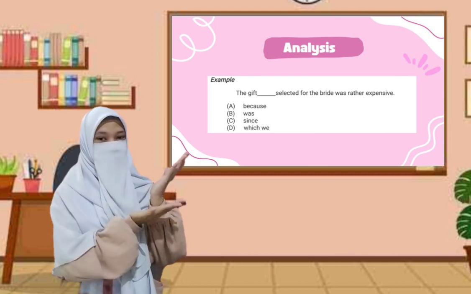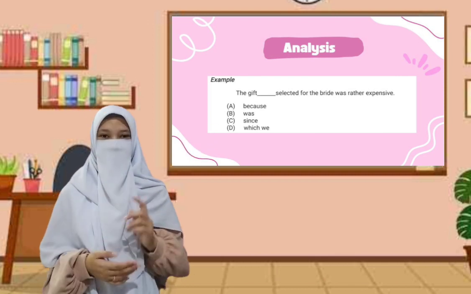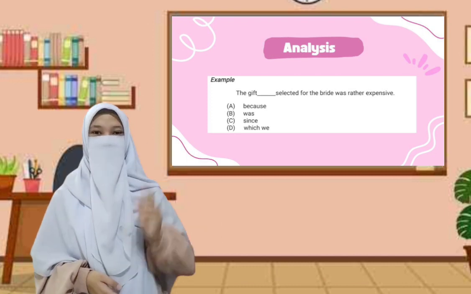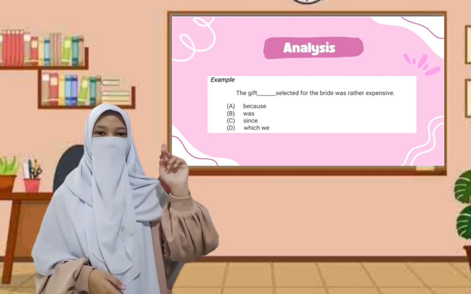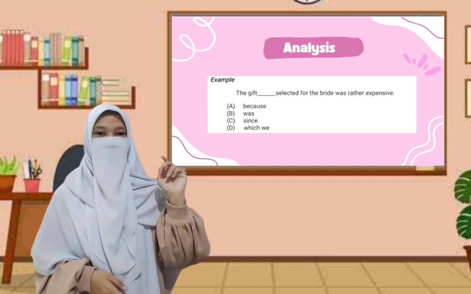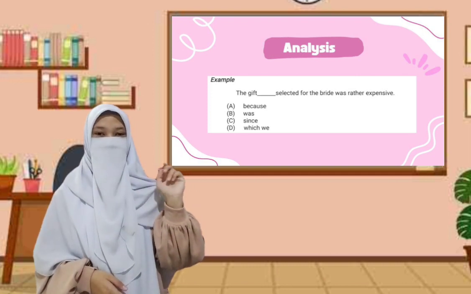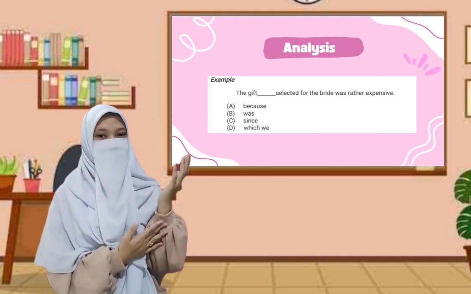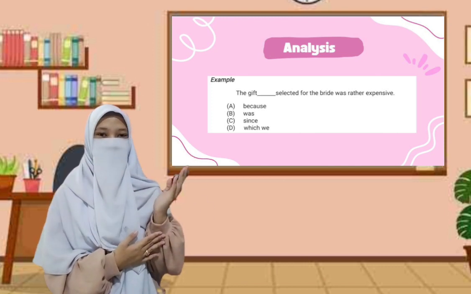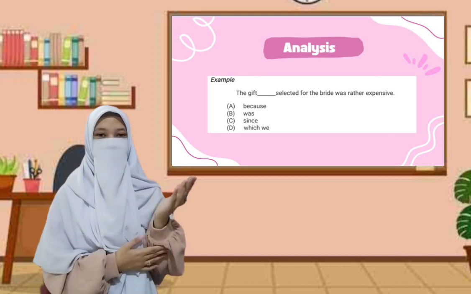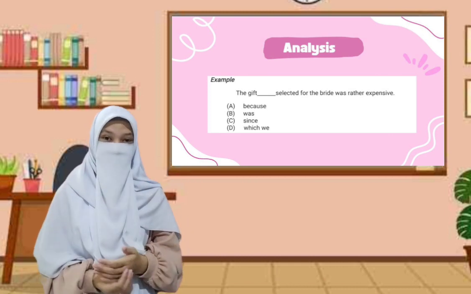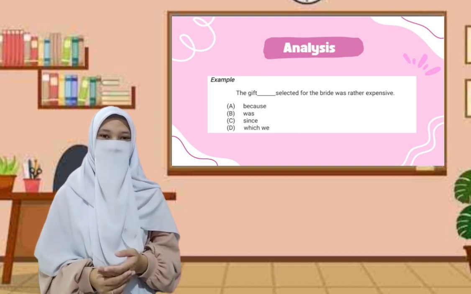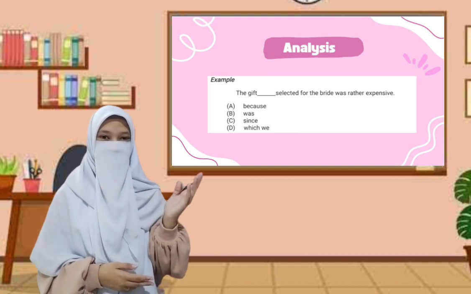Now, let's try to discuss one question. The gift blank we select for the bride was rather expensive. A. Because. B. Was. C. Since. D. Which we. In this example, you should notice quickly that there are two clauses. Gift is the subject of the verb was, and the verb select needs a subject. Because there are two clauses, a connector is also needed.